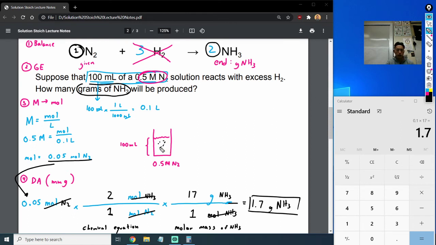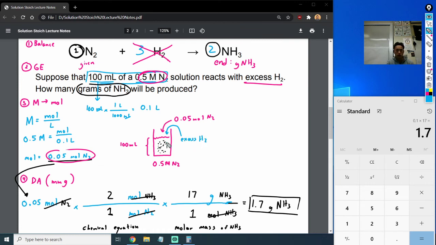We're going to have a bunch of N2 molecules in here, right? And how much do we have? How many N2 molecules do we have? That means we have 0.05 moles of N2, and we got that number right here. So if we combine 0.05 moles of N2 with excess H2, I'll symbolize N2 as black, and H2 as blue.